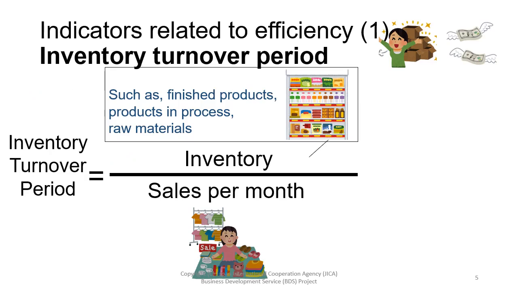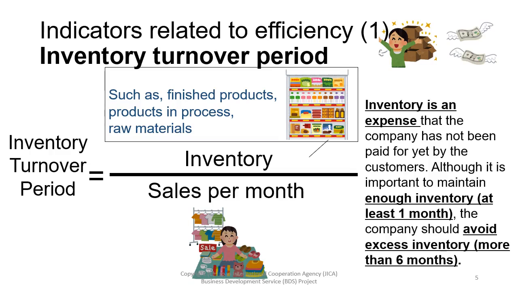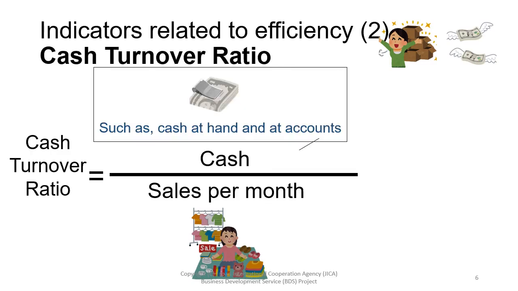To calculate this, you divide inventory in the balance sheet, which includes finished goods, work in progress goods, and raw materials, and divide it with sales per month. Note that inventory is an expense that the MSME has not been paid for yet. It hasn't turned into money yet. So if there is too much inventory, it is not healthy for an MSME. It depends on what the MSME is producing, but it may be best to keep inventory turnover period between 1 month to 6 months.